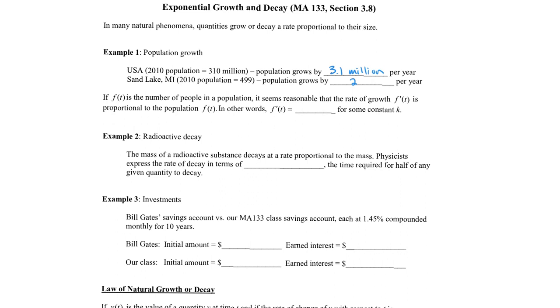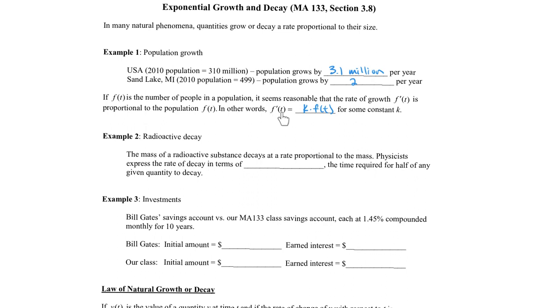So the growth rate here is proportional to the size, right? A large population has large growth, small population, small growth. So if f of t is the number of people in a population, it seems reasonable that the rate of growth, f prime of t, in people per year, is proportional to the population f of t. In other words, f prime of t equals k times f of t for some constant k.